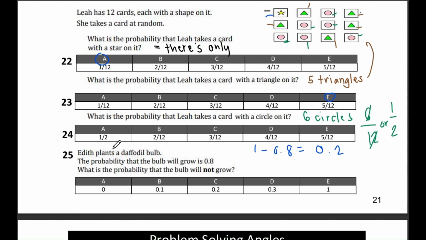Question number 24. What is the probability that Leah takes a card with a circle on it? Our options are A, 1/2, B, 2/12, C, 3/12, D, 4/12, and E, 5/12. The answer is option A, 1/2. We know that there are 6 circle cards out of the 12 total cards, and 6 out of 12 is the same as 1/2.